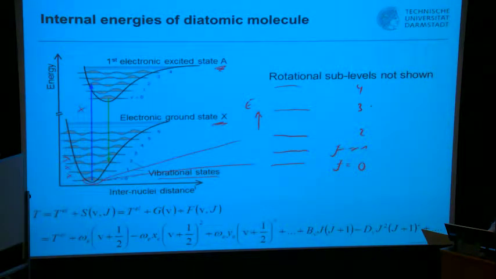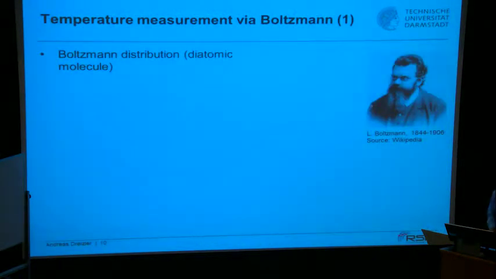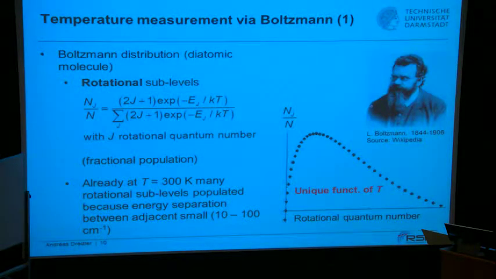Okay, so we now have to look in more detail into this Boltzmann distribution for diatomic molecules only, for these different degrees of freedom. So once again, what you see here is the Boltzmann distribution as given before, but what is different now is that we refer here to rotational levels.